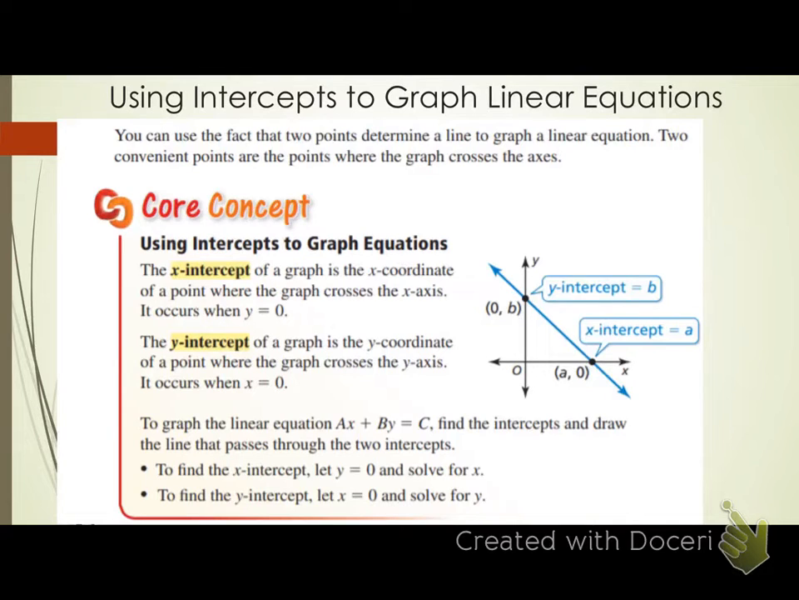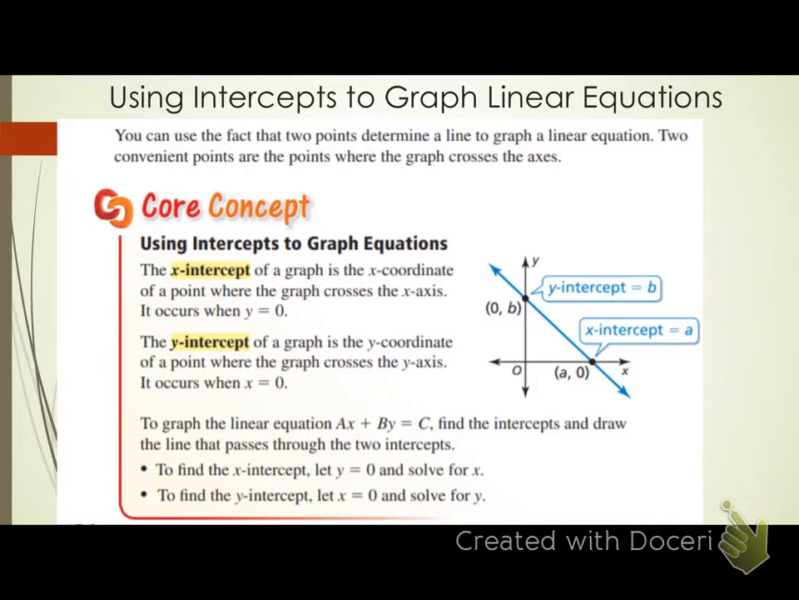When does the x-intercept occur? When y equals 0. What happens when y equals 0? The x-intercept occurs when y equals 0. Let's talk about that for a second. The x-intercept is where the graph crosses the x-axis, right? Okay.